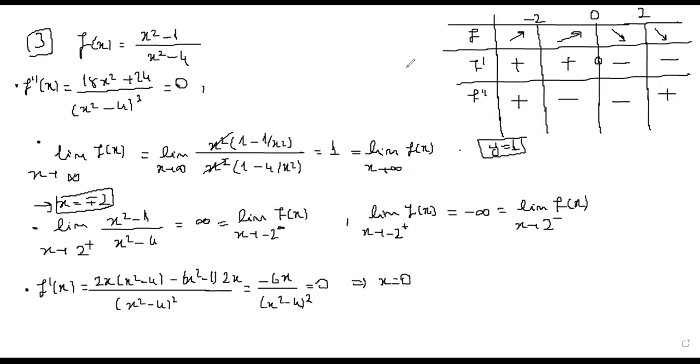So it means it's upward, downward, downward, and upward. Okay, the graph will be like this. Now, using this information, we will try to sketch the graph of this function. So let's do that.